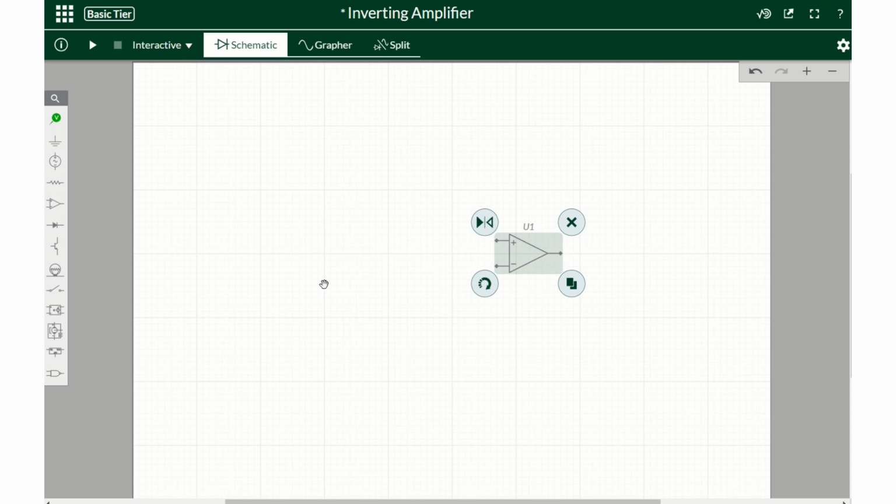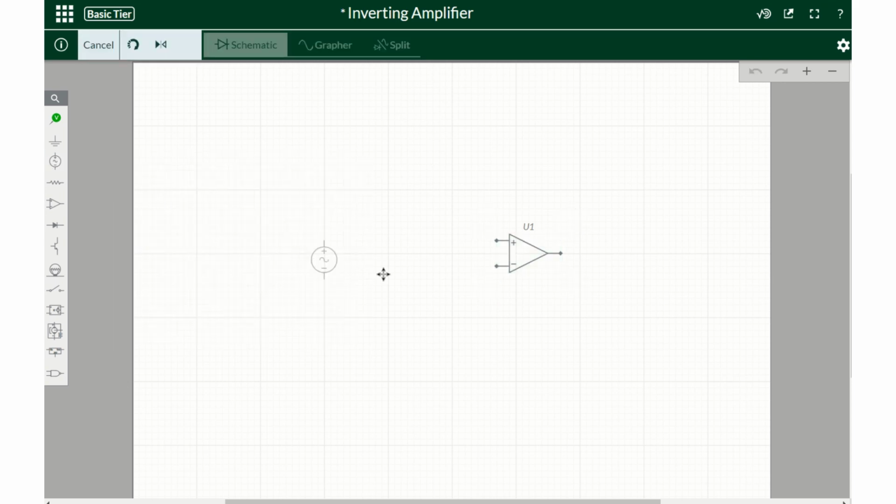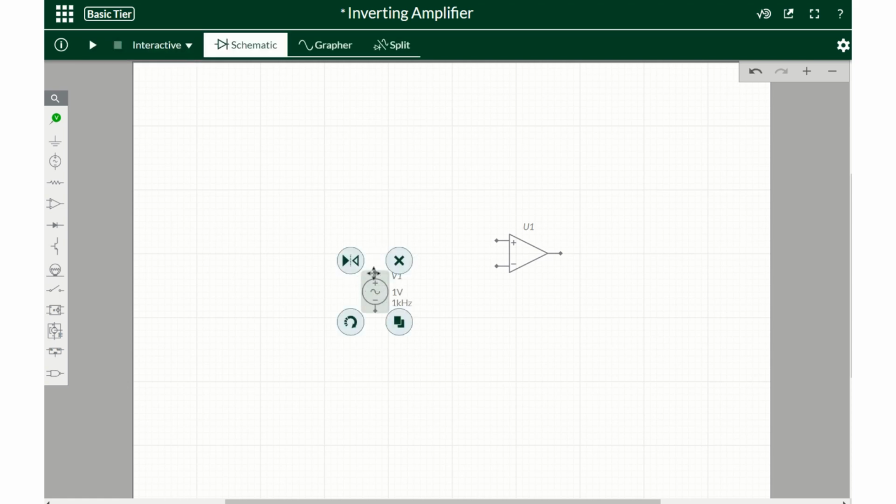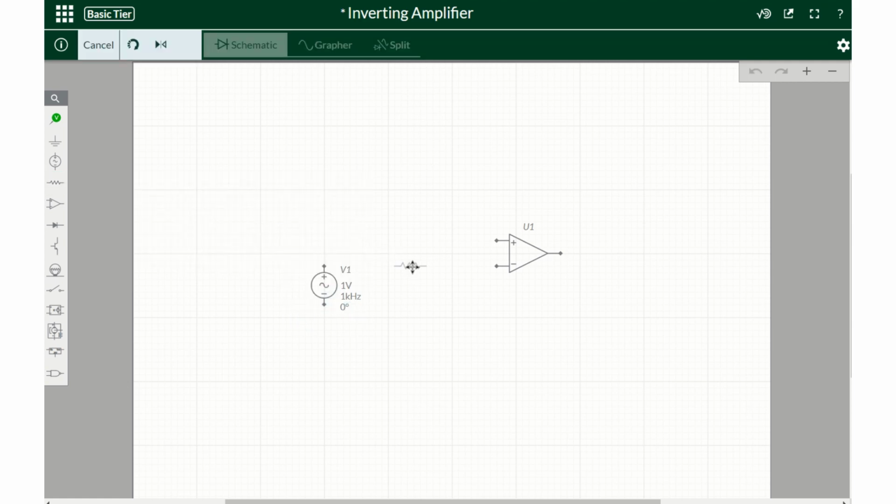Since it's an inverting amplifier, I have to connect an input source. So I'm taking the AC voltage input source, as that has to connect to the negative end. So I'm going to connect my negative end here, and I also need an input resistor and an output resistor. So actually I need to put a resistor in between. I'm going to put this one a little far, and a resistor in between, and a feedback resistor here.